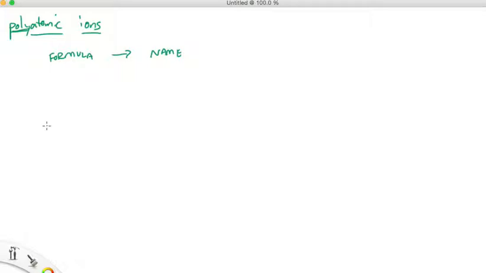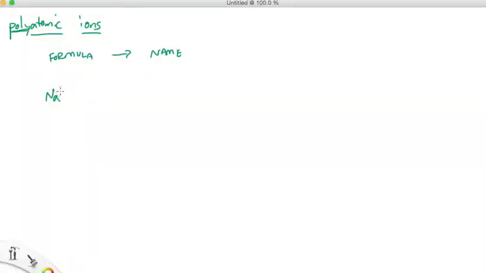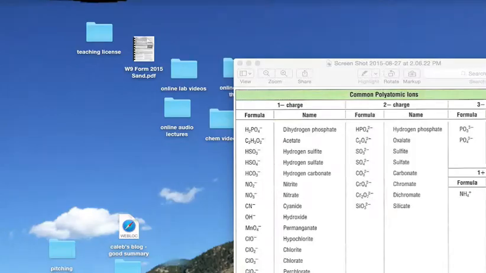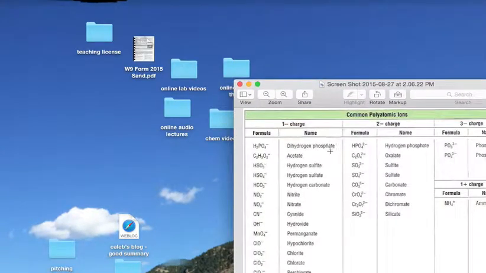Let's say that we have Na, and just make it easy, let's do H2PO4. We treat this entire chunk as one thing. We give it a name. And that name is dihydrogen phosphate. It's a long name, but it's the first one on this sheet, so I just use that.